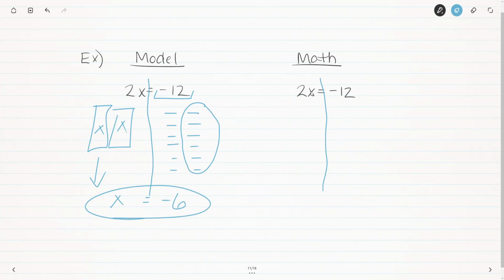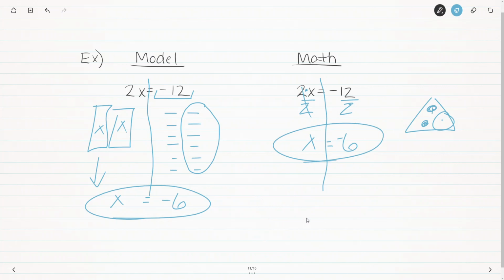So again, if I come over here and do the math, remember there's multiplication in here. The inverse of multiplication is division. Same as when we broke them into groups. Division means break into groups. So I'm going to divide by 2. Cancel the opposite. So I'm left with x is equal to, and then I have negative 12 divided by 2. Well, 12 divided by 2 is 6. Use the triangle. A negative divided by a positive gives me a negative solution. So I get negative 6 again.